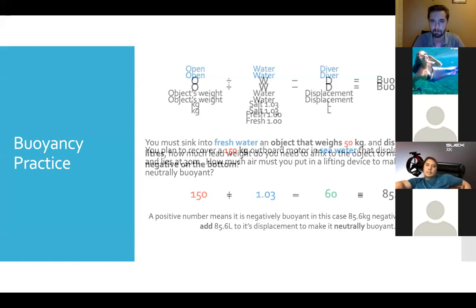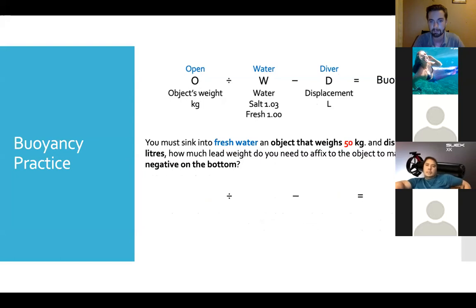Let's look at another example. Now we want to sink something, and this time into fresh water. And it's an object that weighs 50 kilograms. It displaces 300 liters, but we want it to stay on the bottom. Okay, so we don't want it to be neutrally buoyant. We actually want to make it 10 kilograms negatively buoyant at the bottom. Okay, so we know it's 50 kilograms. We divide it by its water, which in this case is fresh water, so it won't have any effect on that number. And we subtract its displacement, which gives us minus 250.